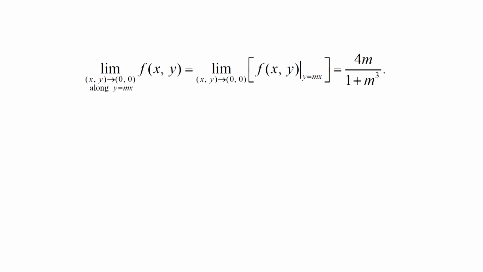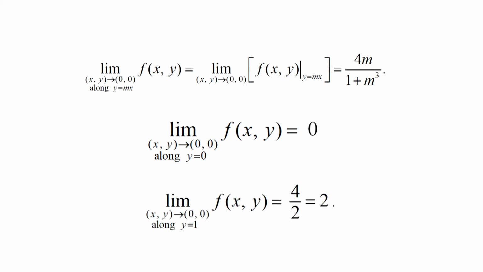We consider two paths. The line with m equal to 0, that is the line y equal to 0, the x-axis. We have the limit as (x, y) approaches (0, 0) along y equal to 0 of f(x, y) is equal to 0. But if m is equal to 1, then the line is y equal to x, and the limit as (x, y) approaches (0, 0) along y equal to x of f(x, y) is equal to 4 by 2, which is equal to 2.